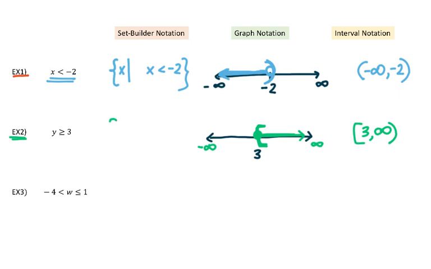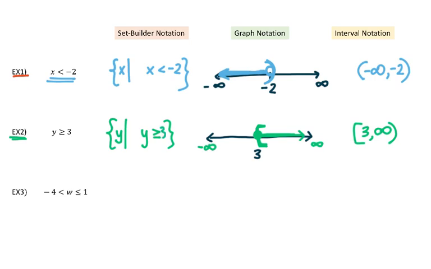And again, the set builder notation is just a little bit fancier. We just say it's the set of all y's such that y is greater than or equal to 3. So numbers like 3.1, 4, 5, 20, all of those are in the set. I forgot to write the 3.